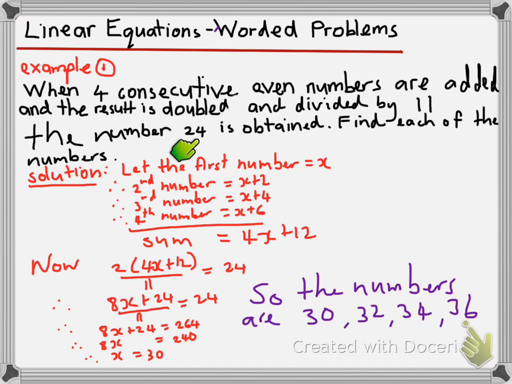Now if we look back at the question, it says when the four consecutive even numbers are added, so I'm going to add them up. So I have the 4 x's and the numbers add to 12. So that sum is 4x plus 12. Okay, what I'm then going to do is look at the next part of the question, which says the result is doubled. So I put my 4x plus 12 in brackets and I double it, putting a 2 out the front. And the other thing that was done, it was then divided by 11. So I put the whole thing over 11. And the resulting number, or the number that's obtained, is 24. That's telling us that it's equal to 24.